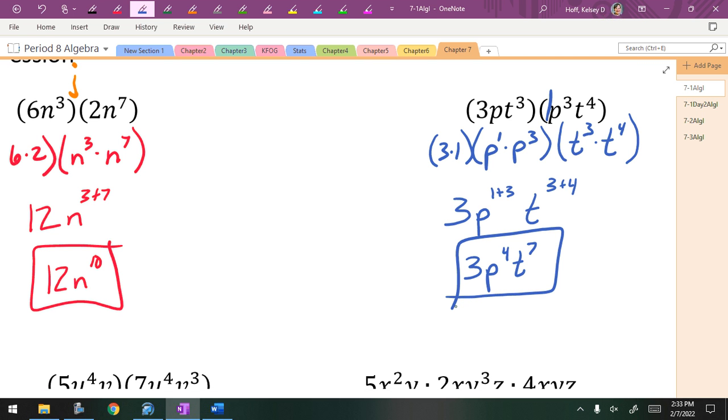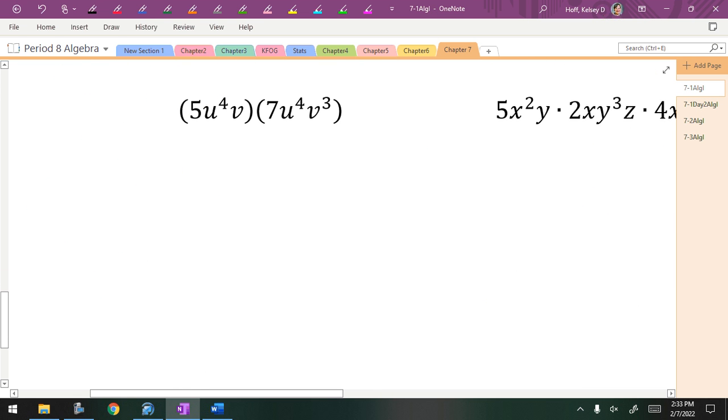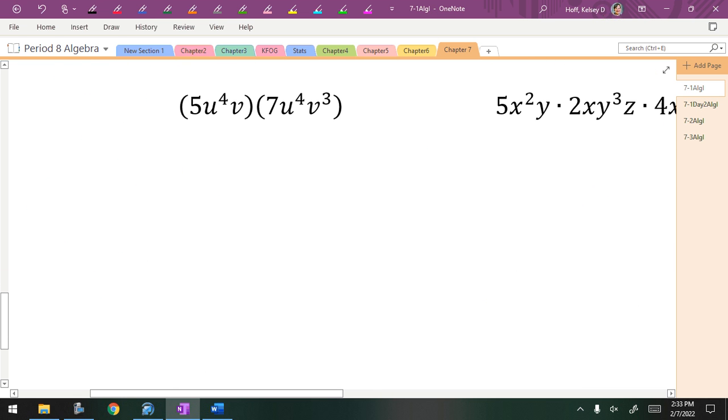This is the main frame, but we're just going to make these problems more difficult. Okay? This is the main frame. You group things that are alike together. See if you can do this bottom left one on your own: 5u to the 4th v times 7u to the 4th v cubed.